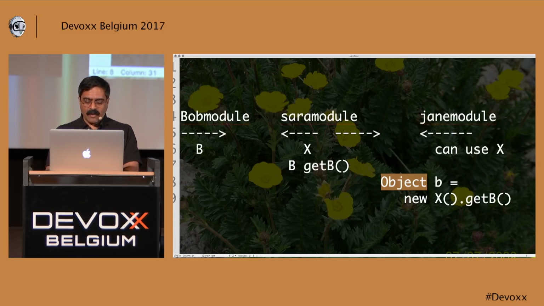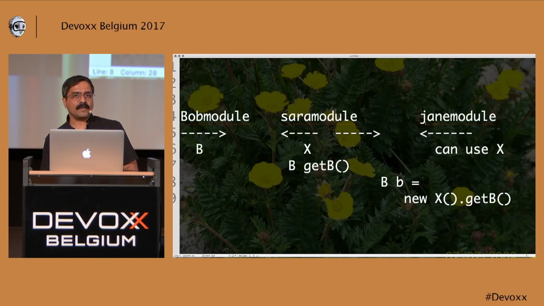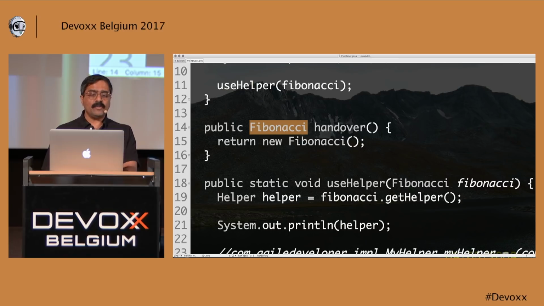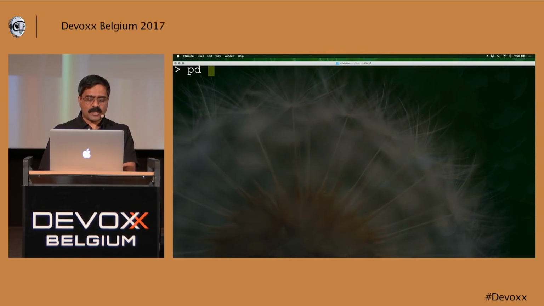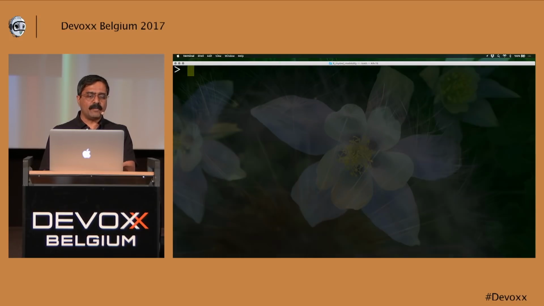On the other hand, if you change this to new B, now we have a problem, because you don't have access to B directly, because you never requested it. Now, this can be a bit painful, isn't it? Let's see what we can do about this pain. So this is the handover method. To understand this, let's go to this third implied readability.